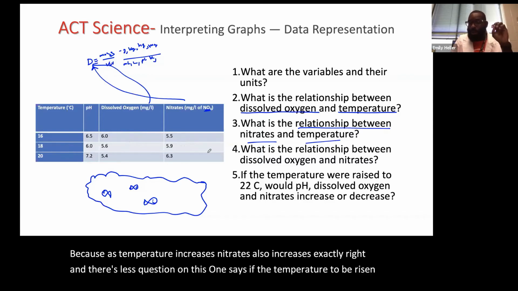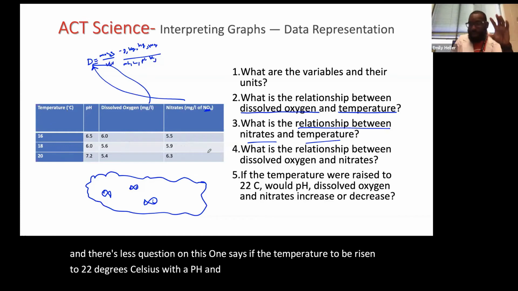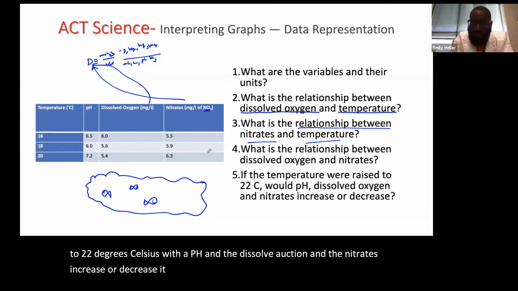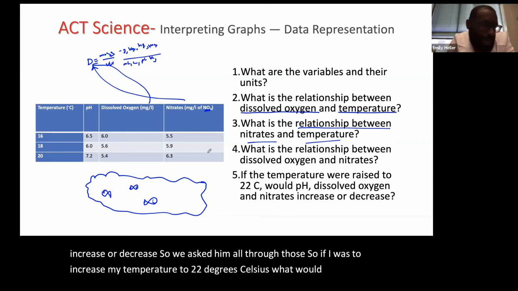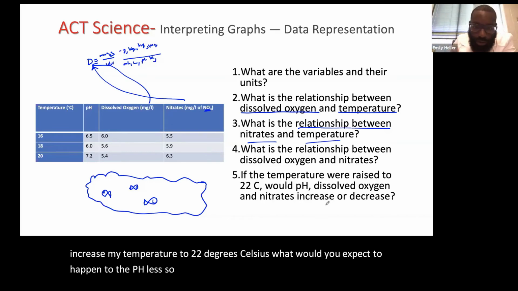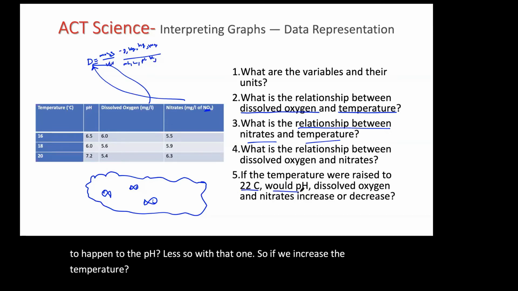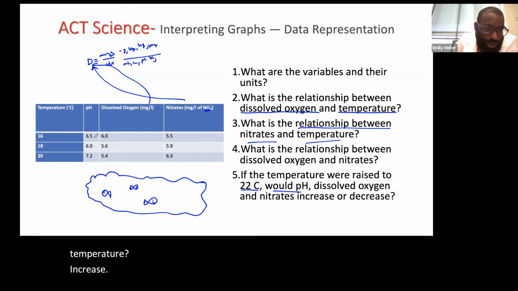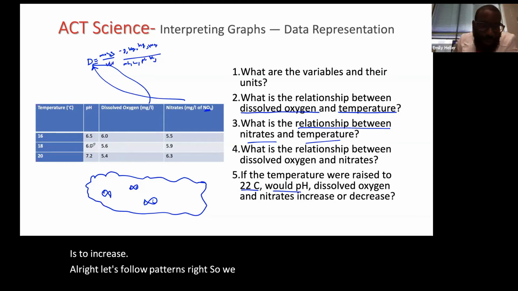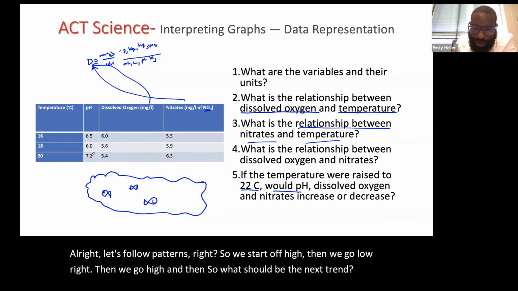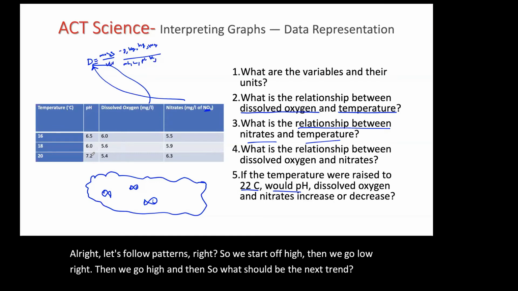All right. And the last question on this particular one says, if the temperature were to be raised to 22 degrees Celsius, would the pH, the dissolved oxygen and the nitrates increase or decrease? So we ask them all three of those. If I was to increase my temperature to 22 degrees Celsius, what would you expect to happen to the pH? Let's start with that one. So if we increase the temperature. Increase. All right, so you said increase. Let's follow patterns, right? So we start off high, then we go low, then we go high, and so what should be the next trend? Low. Low, right?